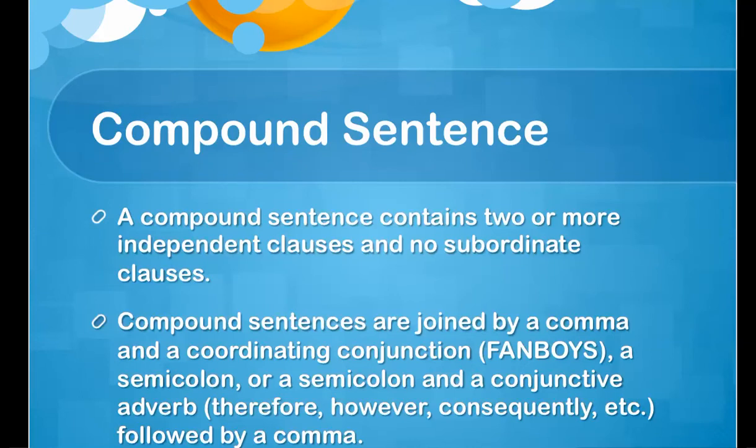They can be joined by a semicolon, or they can be joined by a semicolon and a conjunctive adverb. These are your transition words like therefore, however, consequently. When you use this construction, the conjunctive adverb must also be followed by a comma.